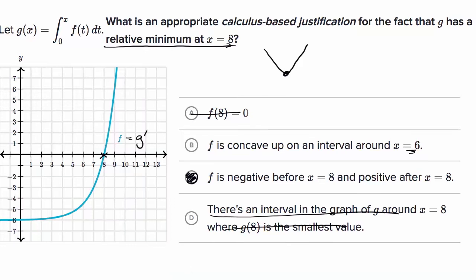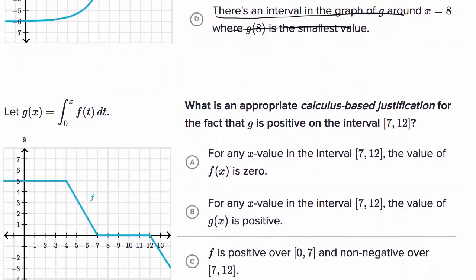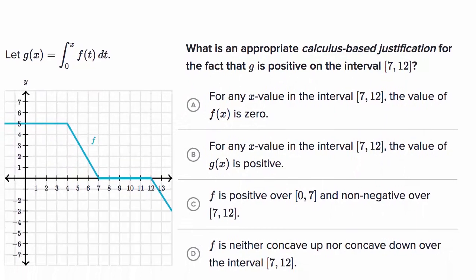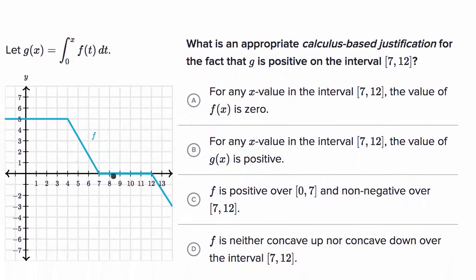Let's do one more of these. So same setup, although we have a different f and g here, and we see it every time with the graph. What is an appropriate calculus-based justification for the fact that g is positive on the closed interval from 7 to 12? So this is interesting. Let's just remind ourselves.